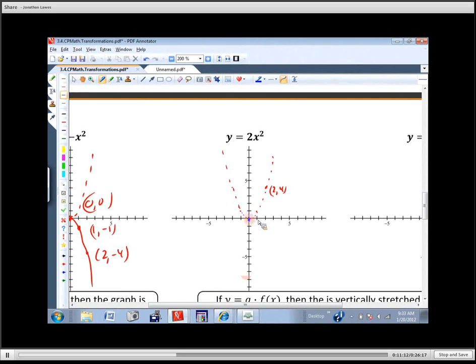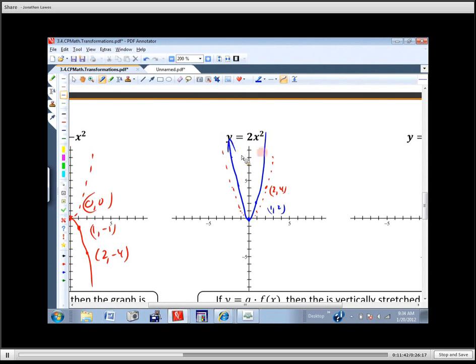We're going to go over and up 1. We normally go up 1, but the 2 makes us go twice as far. So this is going to vertically stretch it by a factor of 2, so that's going to be 1, 2. We normally go over 2 and up 4. We're going to go over 2 and up 8. So that's where this is going to end up. So it looks like this.